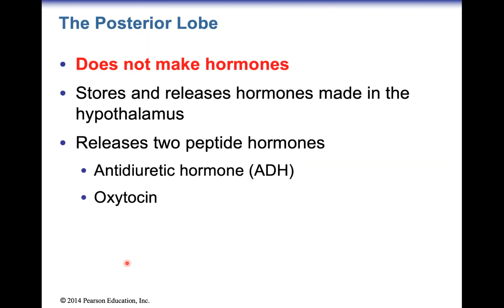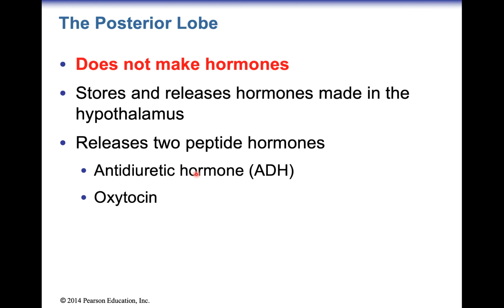Now, the posterior is a lot more simple. The posterior pituitary gland only makes 2 hormones. They're peptide hormones. If under this you want to write the word protein, you may do so. Peptide hormones are just protein hormones. The 2 protein hormones we make are ADH and oxytocin. ADH is antidiuretic hormone, and then oxytocin helps with smooth muscle contractions.